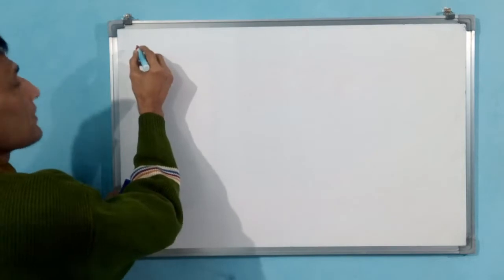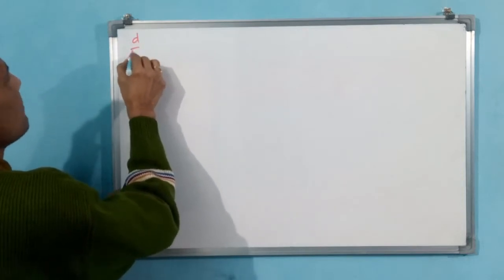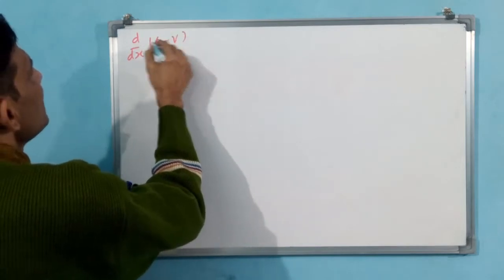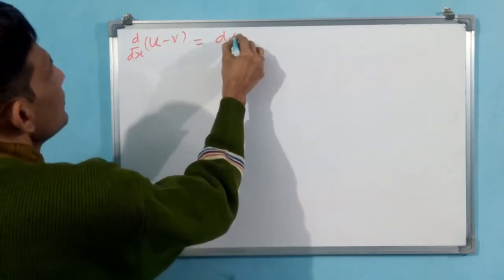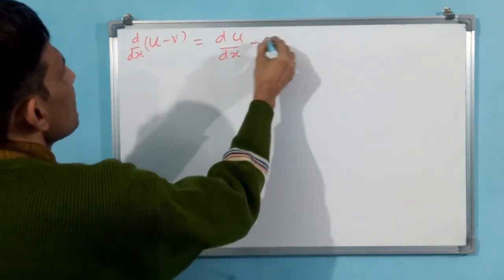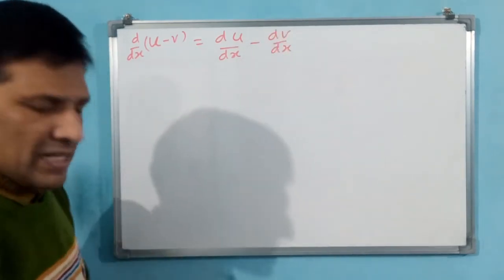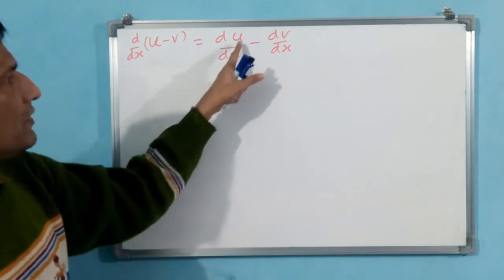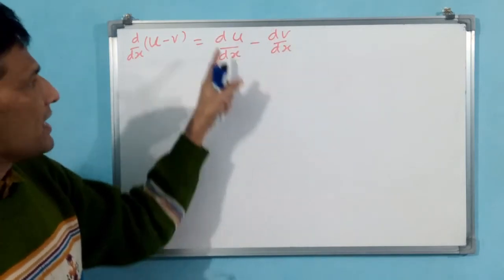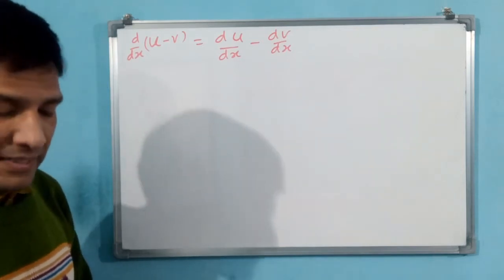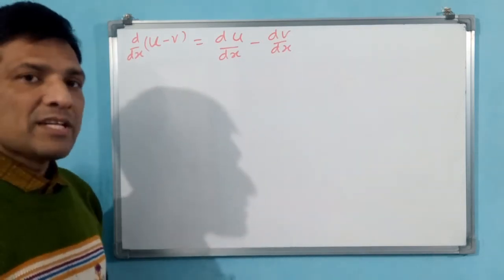See, the formula for difference is also the same. d by dx of u minus v is equal to du by dx minus dv by dx. Is it okay? See, this you can call as d by dx u, d by dx v, or else du by dx, dv by dx. One more thing I have forgotten last class. What is d by dx of x?